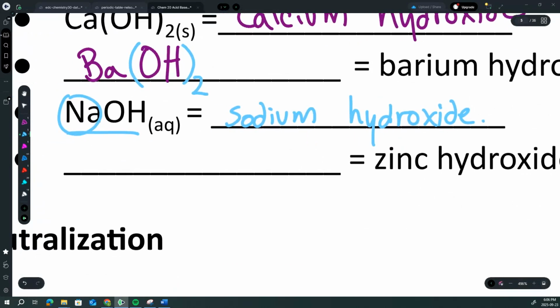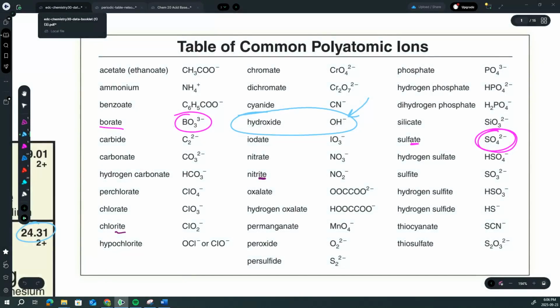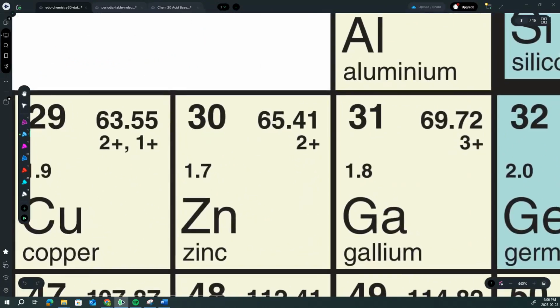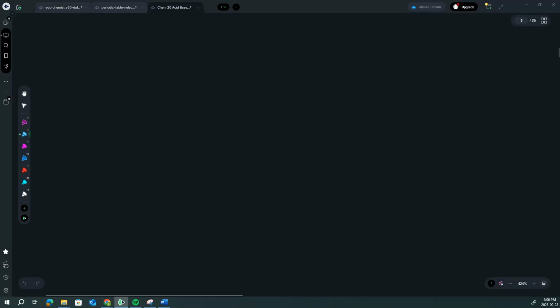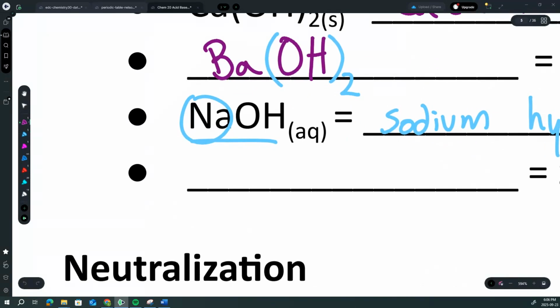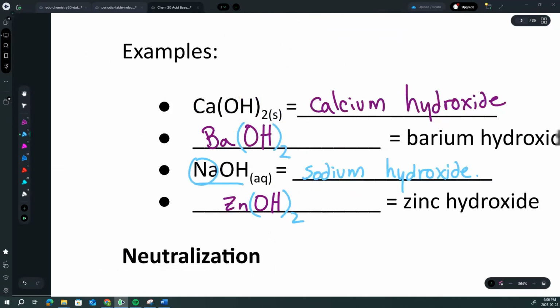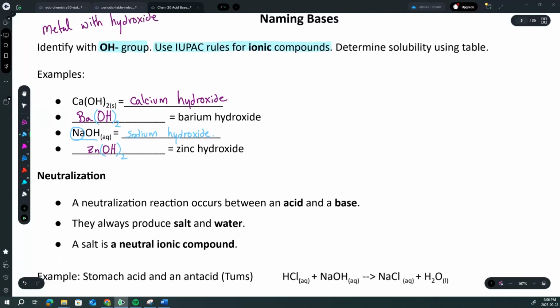And then last one, zinc hydroxide. So zinc, if we check that one out, that's going to be right here. Zinc likes to have a 2+ charge. So zinc, and then we had hydroxide. Zinc likes to have a 2+ charge. Hydroxide is -1. We've got to go crisscross applesauce because we know 2 minus 1 is not 0. So we're bringing this number down behind the hydroxide so that the compound balances out so that it's a neutral compound.